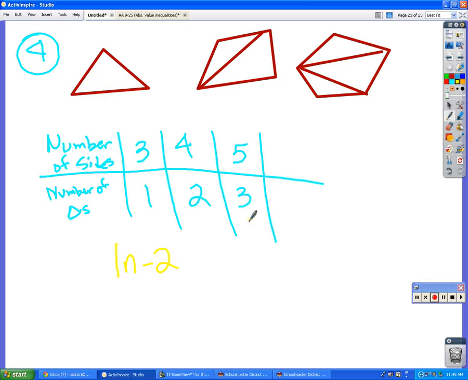Okay, so what we figured out then is our formula for n, for any number of sides, the number of triangles is going to be 2 less than the number of sides. Okay? And then they want you to extend that and use that to figure out what if we have 35 sides, how many triangles will we get out of that? 33, yeah, because 35 minus 2 is 33.